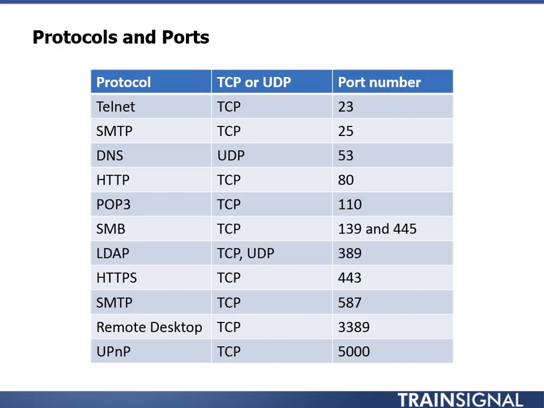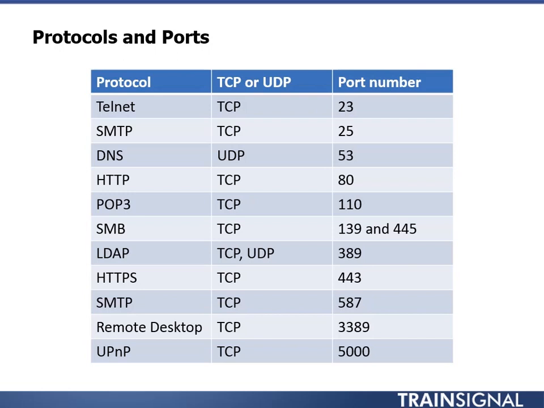SMB is Server Message Block. That's the name of the protocol, and it's used for file sharing across networks. And it originally came about in the Windows operating system, but nowadays all operating systems support file sharing with SMB. It uses TCP ports 139 and 445.